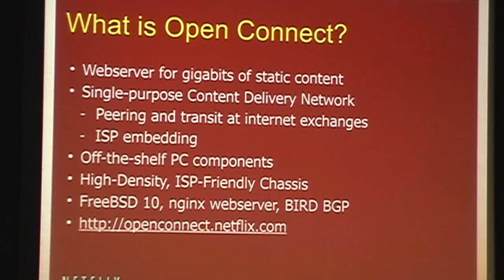We use off-the-shelf PC components. We have designed two different high-density chassis that serve our content. We use FreeBSD 10, we use Nginx for the web server, and we use Bird for BGP to announce what net blocks each cache is responsible for. You can find more information about Open Connect, including the list of our points of presence at openconnect.netflix.com.